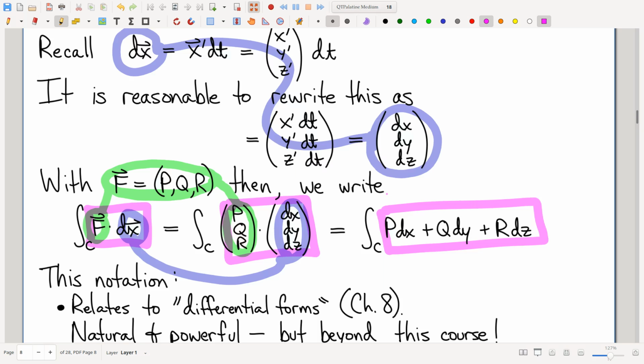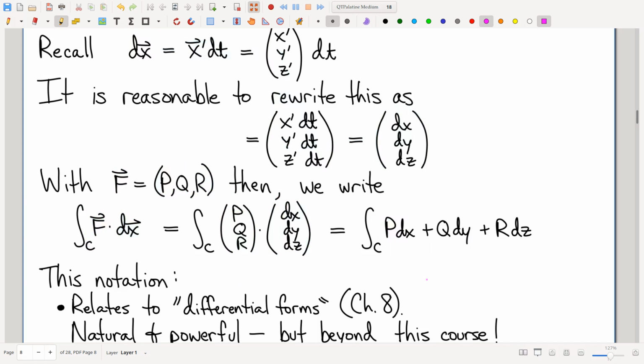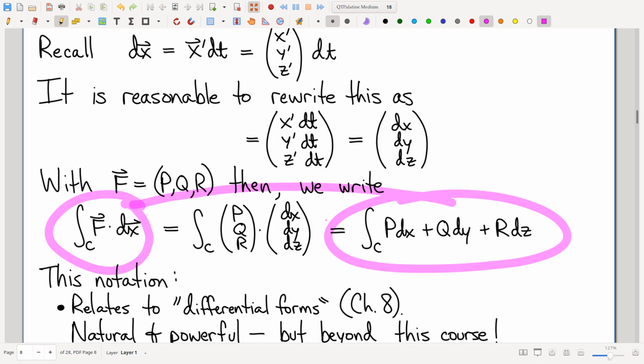Everybody see how that comes together there? Just kind of playing around with notation. Again, I feel like I didn't really do anything there, right? So anyway, here's the nice, well, that's the wrong word. Here is a punchline. An alternative notation to represent vector line integrals is that.